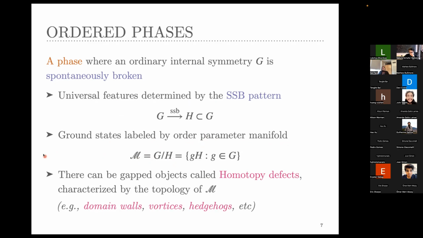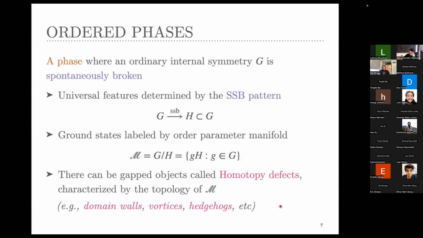And then lastly, which is probably the most important part of the story, is that when you have an ordered phase, there can be gapped objects or massive objects, which I'll call homotopy defects. And these are characterized by the topology of the order parameter manifold M. So just to give some names, things like domain walls are technically homotopy defects. We just saw vortices, and they're technically homotopy defects. Hedgehogs, not the animal, but the defect, is a homotopy defect. Sometimes these are called monopoles. There's many names for them.